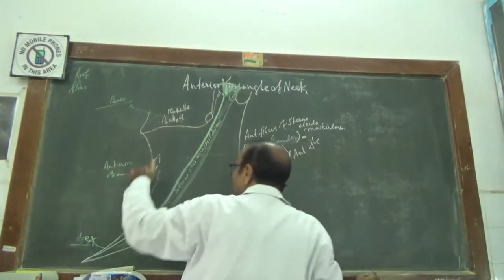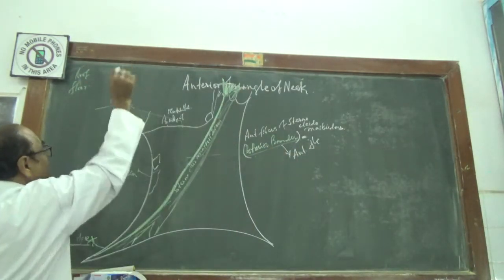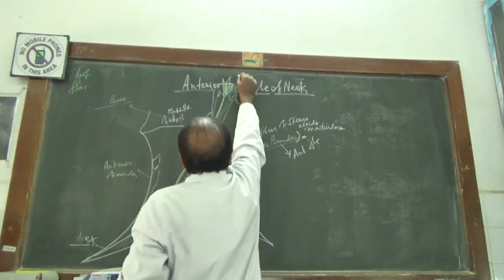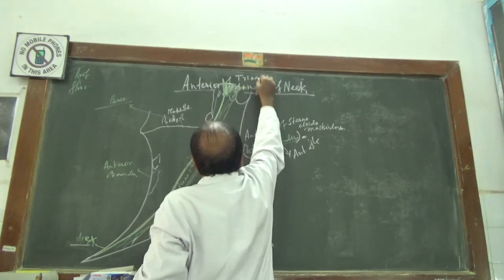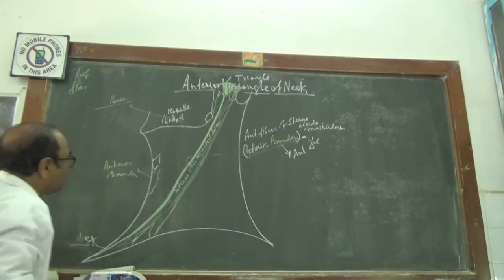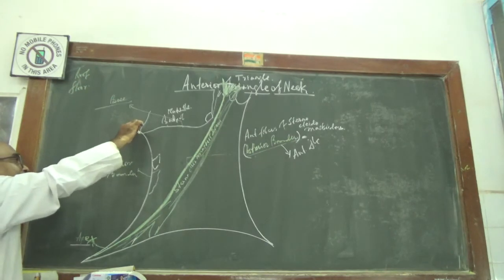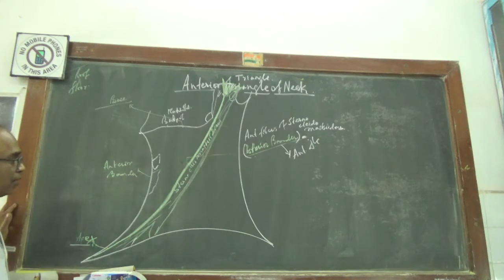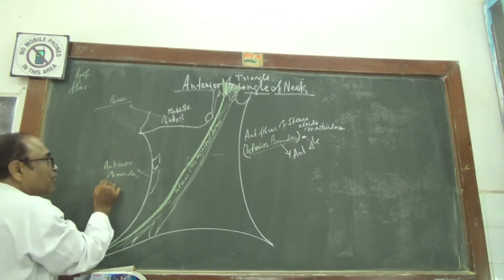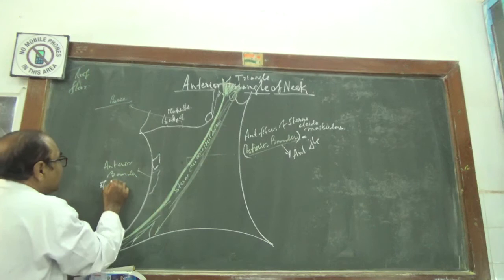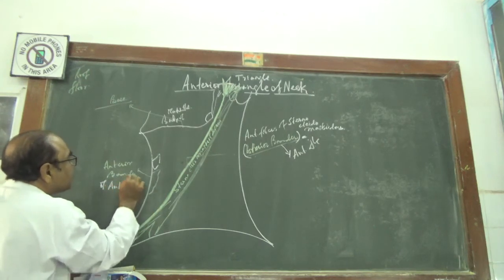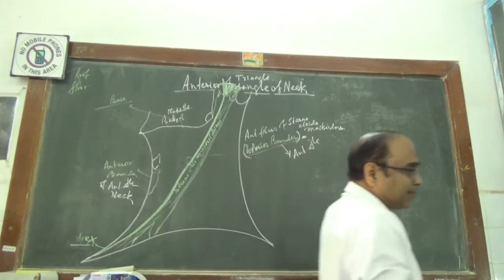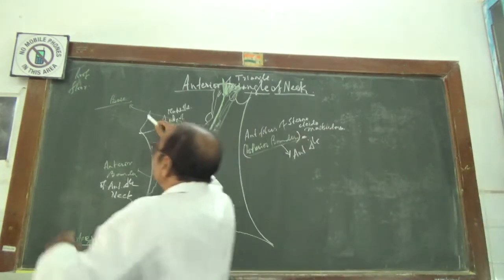Now the anterior border of the anterior triangle of the neck is formed by the line joining the symphysis menti to the suprasternal notch. So this is called the anterior border of the anterior triangle of the neck. It is imaginary.